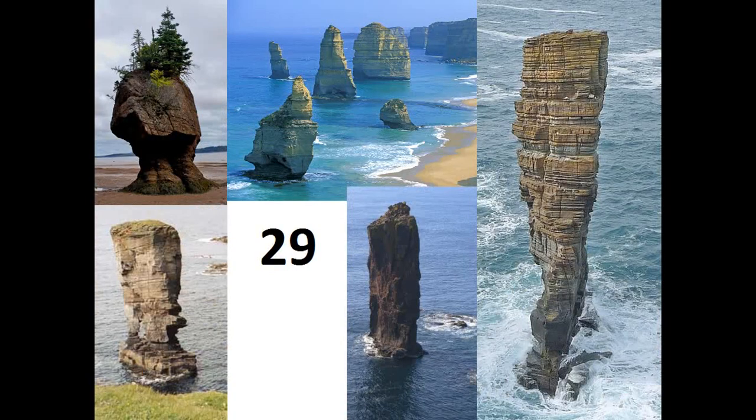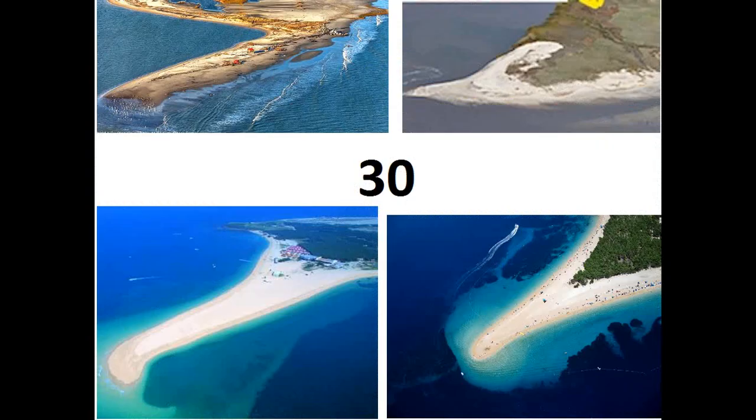29, these are sea stacks. These are isolated chunks of rock or material hanging out there in the ocean that are now separate from the mainland due to extended amounts of erosion. 30 is a spit. A spit is a small little piece of pointed sand sticking out into the ocean. Think of it as a small sandy cape, because a cape has a pointed end to it.